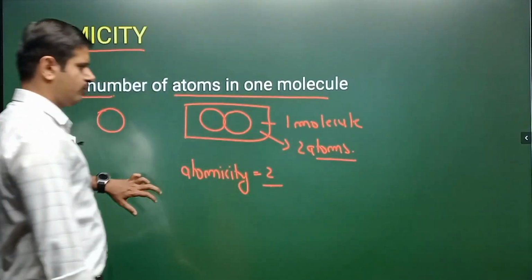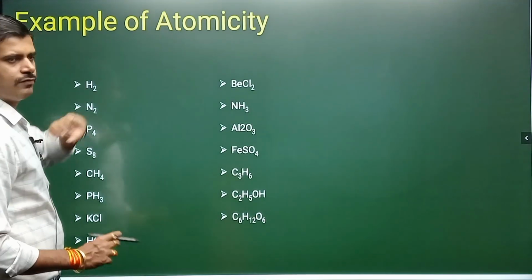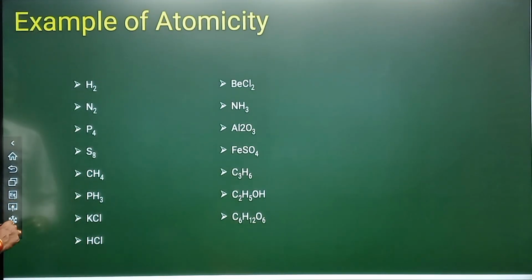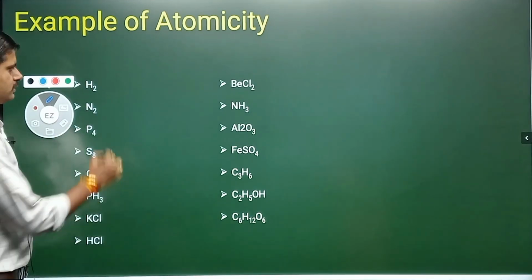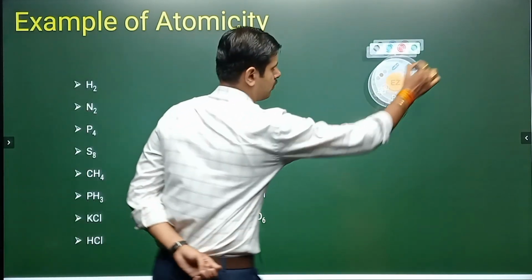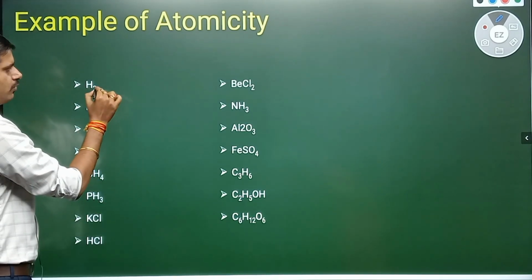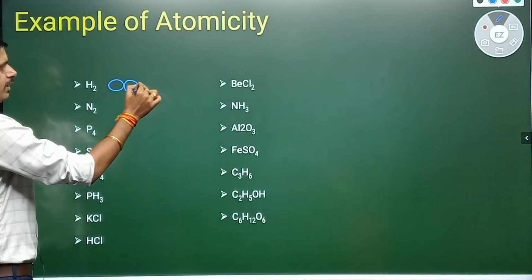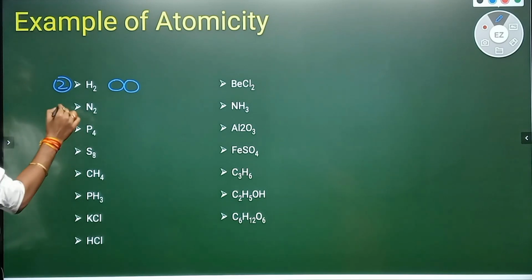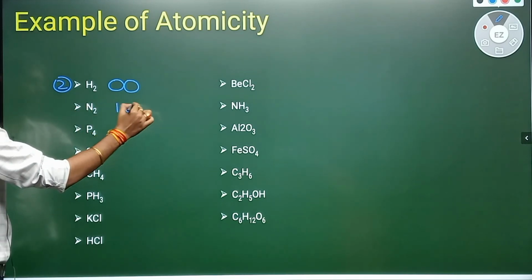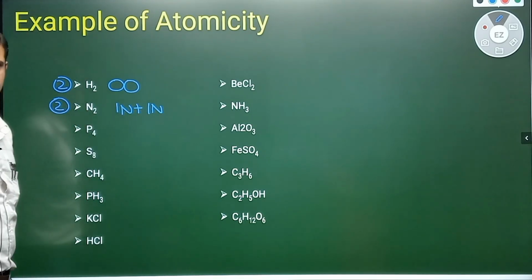Now let us move to the next slide. I think we have many examples of atomicity. See what happens in this case. We have H2. In this H2, how many atoms are there? There are two atoms, one hydrogen, another hydrogen. So here my atomicity is 2. 1 plus 1, 2. N2: atomicity will be 1 nitrogen plus another 1 nitrogen. So how many atoms? 2 atoms. So here also atomicity is 2.